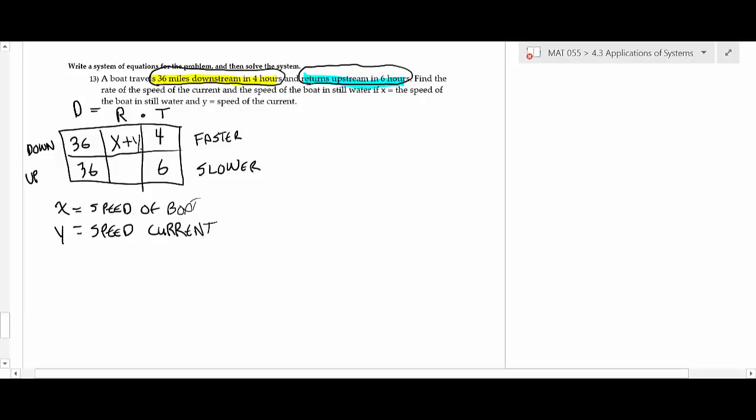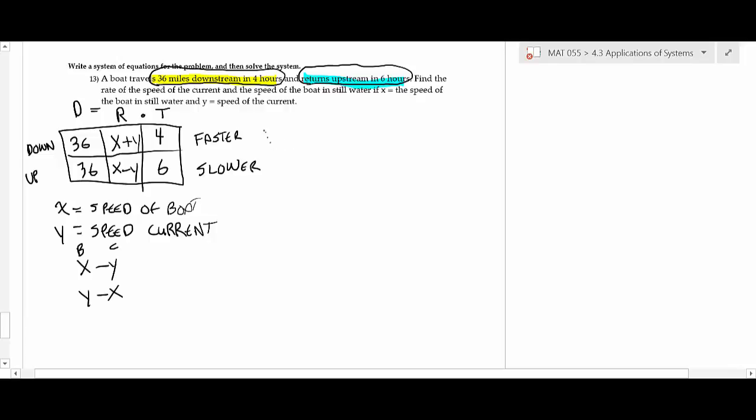When you're going against the current, what's the boat doing? It's slowing down. So what are you going to do with x and y? Subtract. Which way? x minus y or y minus x? The boat must be faster, right? You get a ridiculous answer if you do y minus x, kind of like on the plane. So that goes x minus y like that. All right, does that make sense?